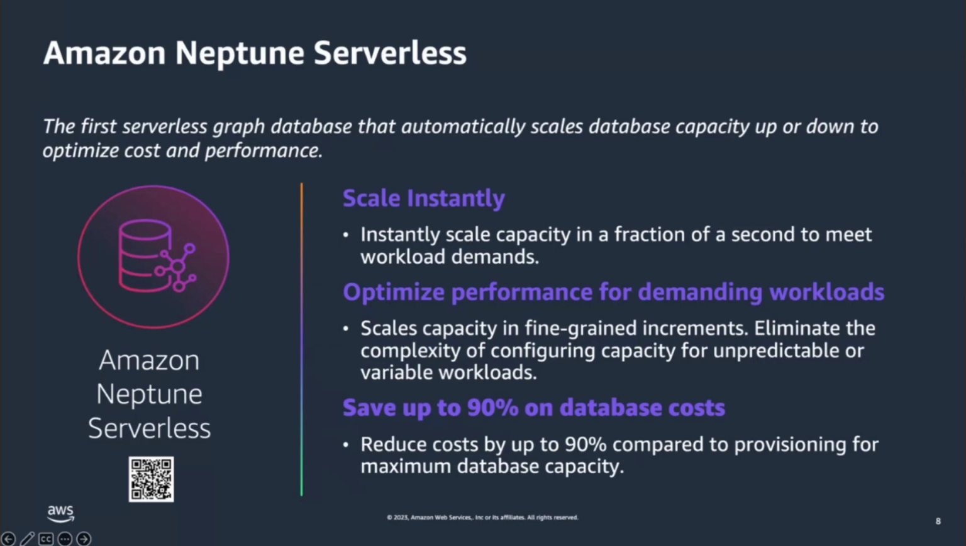It scales nearly instantly, in a fraction of a second, to meet workload demands, but it scales in very fine-grained increments. This helps eliminate a lot of the complexity and overhead customers have had with trying to predict capacity on variable or unpredictable workloads, or figuring out the number of provisioned IOPS they would have to buy ahead of time to meet their peak demands. And because it scales automatically, it allows you to save up to 90% on your database costs, depending on your workload.